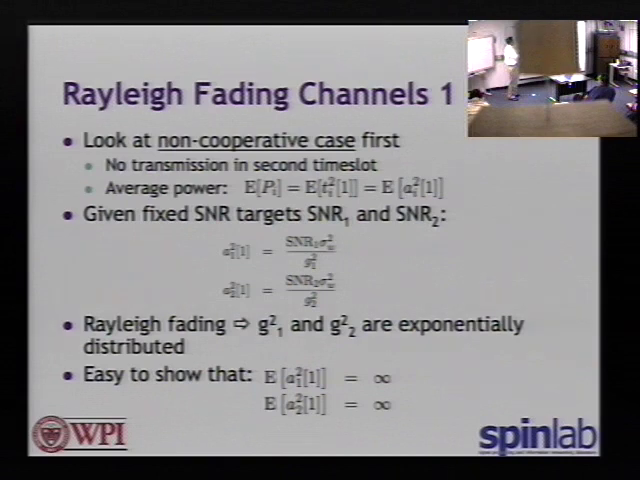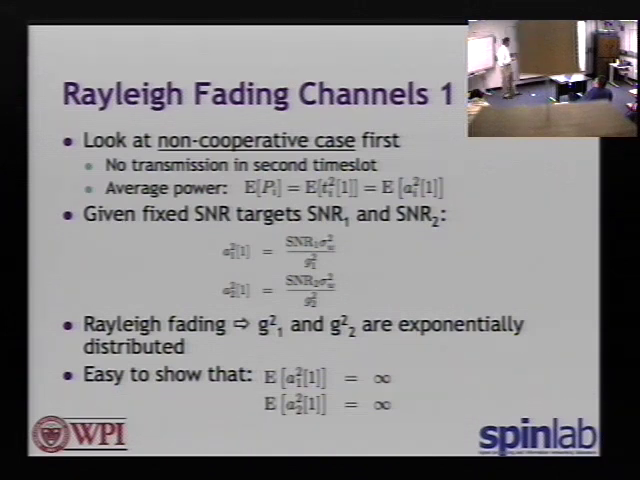So let's look at this case. If we have fading channels, first let's talk about what happens when we don't have a cooperative communication system. In the non-cooperative case, I want to compute the amount of power in my transmission. There's no power in the second time slot, so all of my power is in the selfish part of the transmission. It's very easy to figure out that if you have fixed SNR targets, this is what your amplitudes must be. Now, these G parameters are random; they're Rayleigh distributed. When the G's are squared, that becomes exponentially distributed.